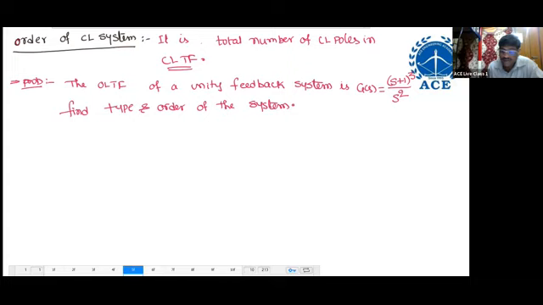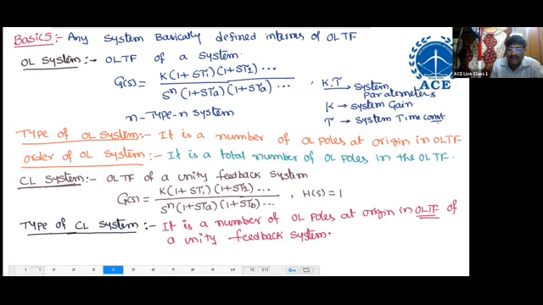What is the type? What is the order? Anybody? Type represents the number of integrators present in the system. Number of integrators we can identify only in the open loop form.